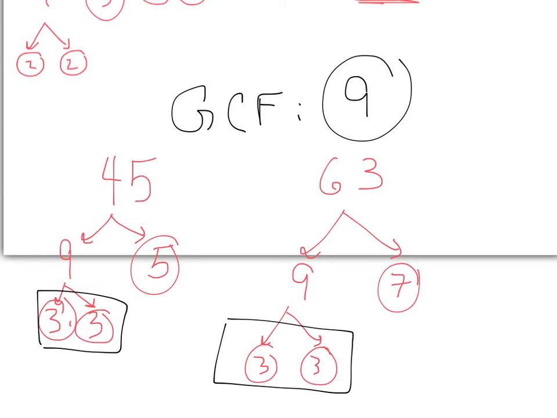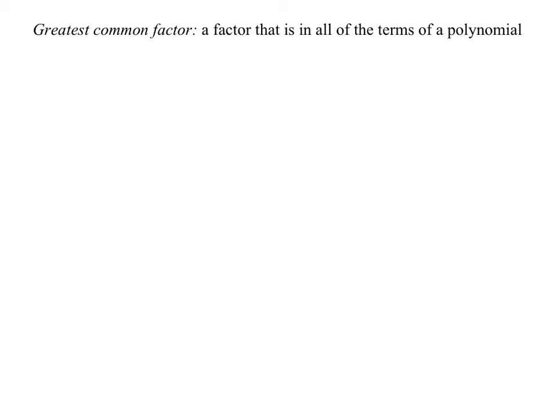3 and 3 occur here, and 9 is the GCF. Now, let's take this idea and extrapolate it into variables, where we have expressions that have more than one term in them. In a polynomial, the greatest common factor is a factor that's in all terms, in every single term. And that's something that can be pulled out in front. So let's take a look at it first.